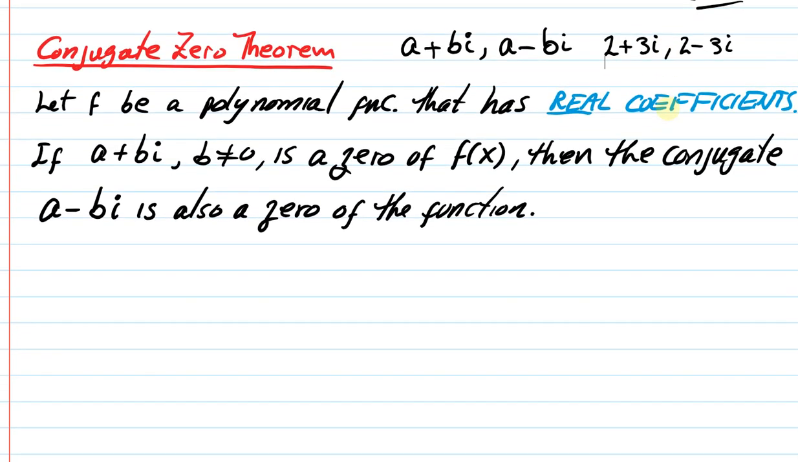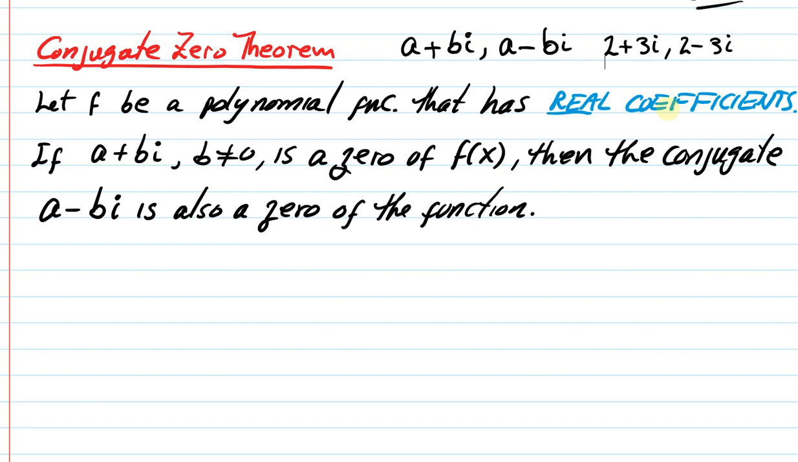Now, the theorem goes like this. Suppose we have a polynomial function that has real coefficients. Remember, the key is that the coefficients on these terms must be real. If the coefficients are complex, this theorem doesn't necessarily work. Okay? And the proof of it is actually not that complicated, but I'll forego the proof of this one.